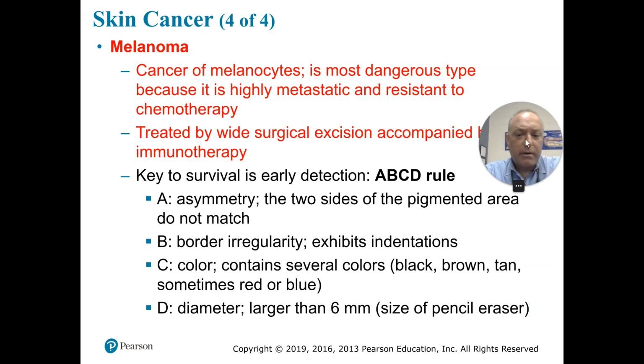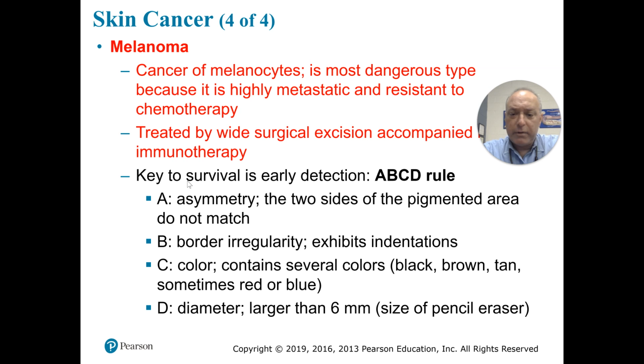But there are some rules that you can look at, keys to surviving this type of cancer. There's the ABCD rule. A is the symmetry. The lesion is usually asymmetric with two sides that do not match. There's the border, which will be irregular. Color, several colors can be contained in melanoma. And the diameter will be larger than 6 millimeters, about the size of a pencil eraser.